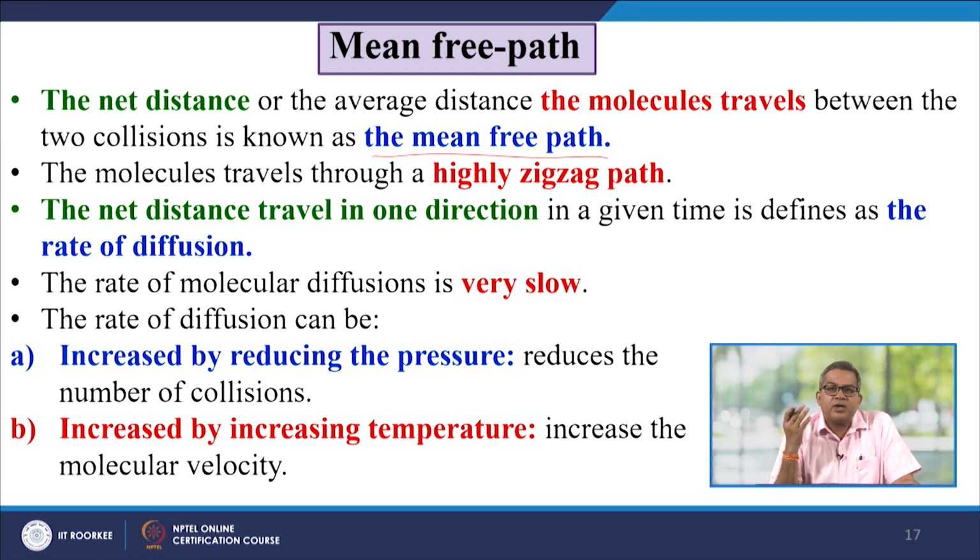The net distance traveled in one direction in a given time is defined as the rate of diffusion. The rate of molecular diffusion is very slow, and it can be increased by reducing the pressure, because this reduces the number of collisions, and by increasing the temperature, because this increases the molecular velocity.